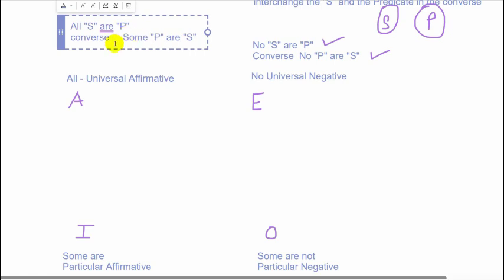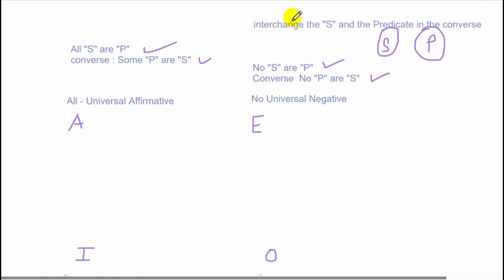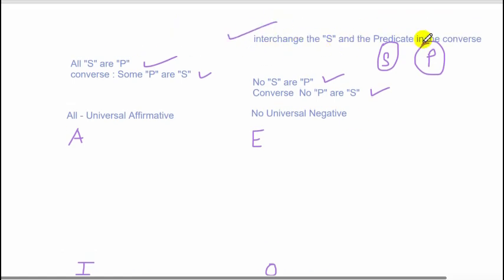Now, just check if it's still making sense. All S are P, and some P are S. Both all S are P and its converse, some P are S, still make sense. But it is only one way, from A to I. So, to recap, in the converse, the first rule is to interchange the subject with the predicate and the predicate with the subject.